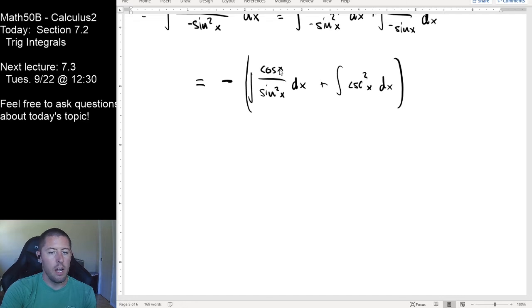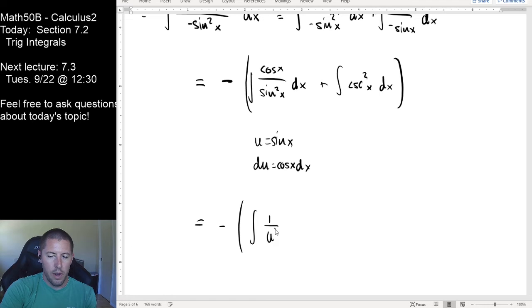The first one here, the reason why I like this is because this feels to me like that u-sub that we're thinking that we want to make. u is going to be sine of x. du, therefore, is going to be cosine x dx. And I've got a cosine x dx here, and I've got u stuff on the bottom. So I'm going to get the negative integral of 1 over u squared du. So that's my first one. I can do that. I know I'm good with that one.